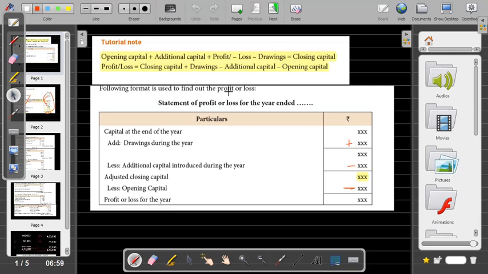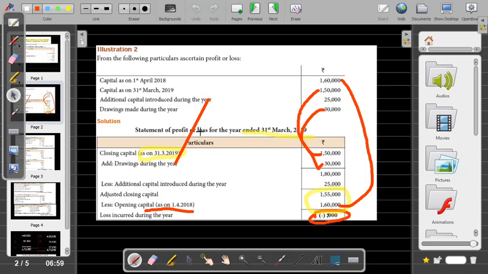So once again I tell you, this is a 2-mark question, children, where they can ask you to find out the profit or loss, or they can ask you to find out the drawings, or the opening capital, any one of these amounts they can ask you. Clear?